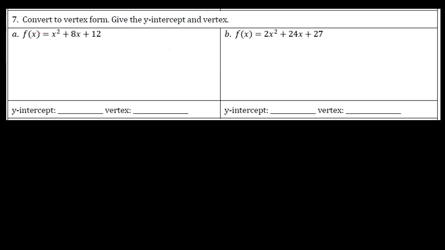Number 7, convert to vertex. Give the y-intercept and vertex. So it's standard form, so I can see my y-intercept very easily. To convert to vertex, we have to use the vertex formula.